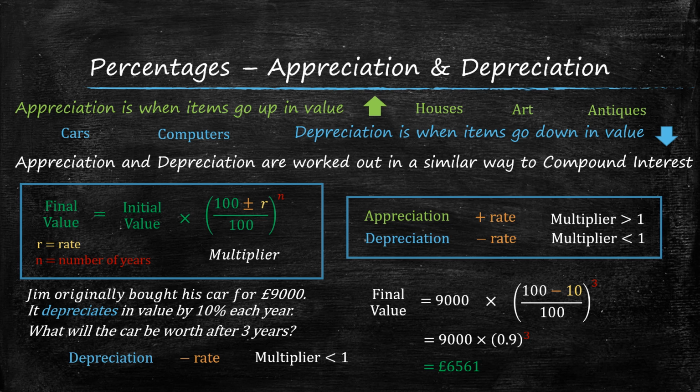Okay, so that's our formula for appreciation and depreciation. Final value equals initial value times 100 plus or minus the rate over 100, all raised to the power n. Let's take a look at a few more examples of this in action.